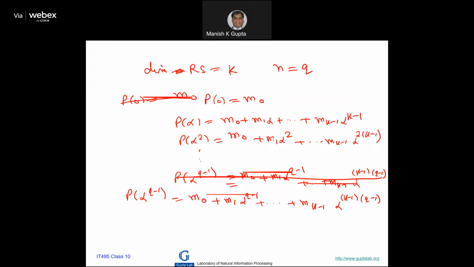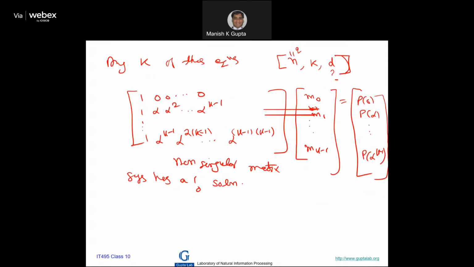Out of these equations, there are Q equations, right? And from this, if I choose any K equations, then we get something like this, which is non-singular.